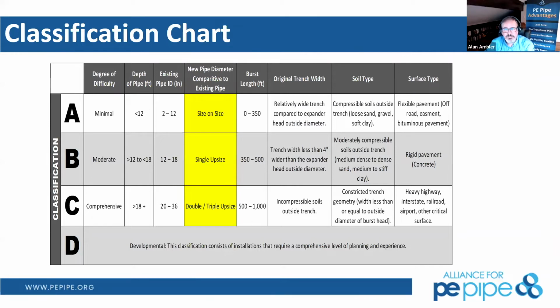Here's a classification chart that was developed by the International Pipe Bursting Association years ago. And essentially, it takes us from A projects, which are the bread and butter. Those are size on size, burst lengths of 350 feet or less. Those happen every day by multiple contractors all over the U.S. And then it gets up to D, the developmental phase, and that's the cured in place, or the CMP and ductile iron pipe bursting. So we're looking at B, which is the single upsize, or C, double or triple upsize.